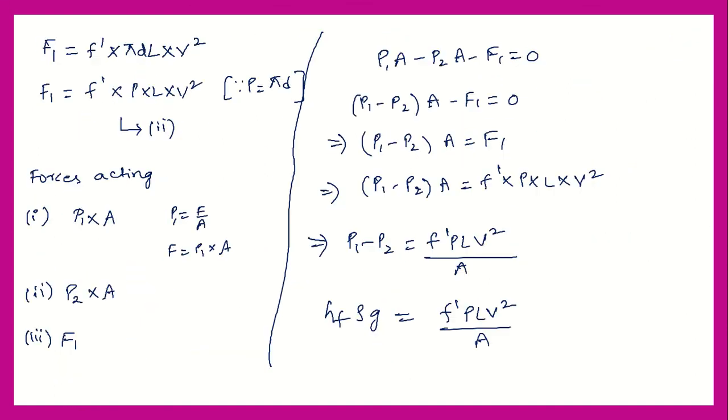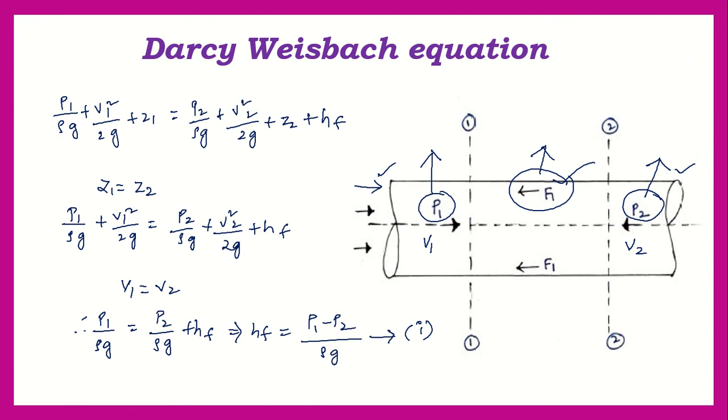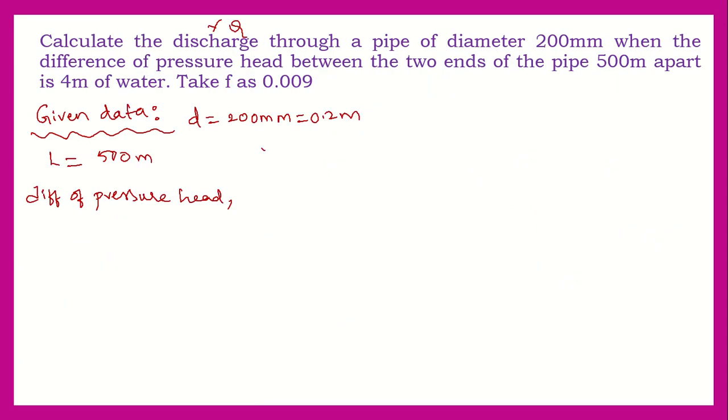How? If you see in our equation number 1, we wrote hf is equal to (P1 minus P2) by rho g. P1 minus P2 by rho g is what? Difference of pressure head only. So directly hf is given to us. Instead of giving hf, he wrote difference of pressure head, so people get confused here. So it is hf. F is given to us as 0.009.